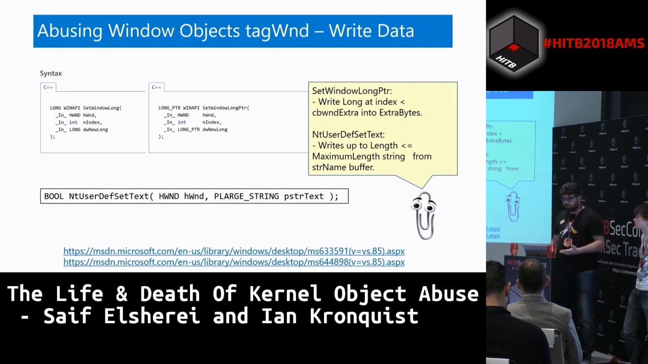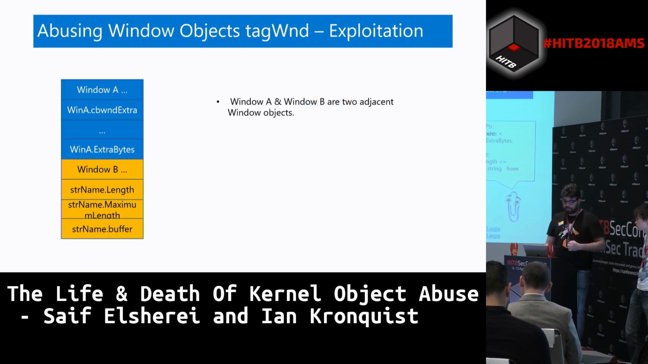So the way we would exploit it is that SetWindowLongPtr will actually write a specific long at a specific index that is less than the cbWndExtra structure. And the NtUserDefSetText will write up to length of string that is less than maximum length string to a specific pointer that is pointed to by the buffer.